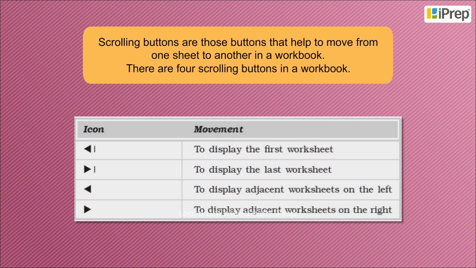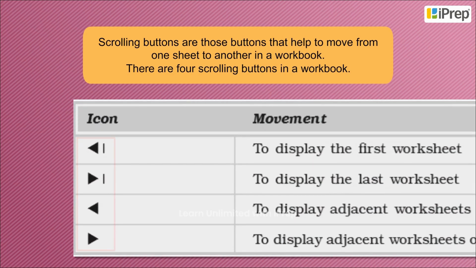Scrolling buttons. Scrolling buttons are those buttons that help to move from one sheet to another in a workbook. There are 4 scrolling buttons in a workbook.